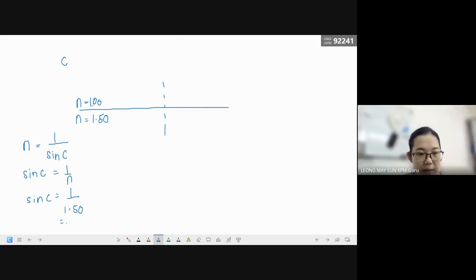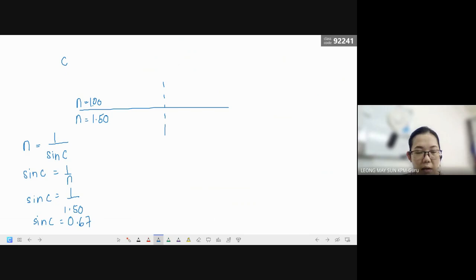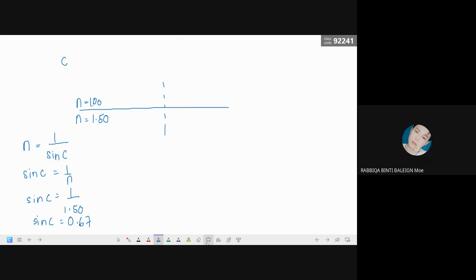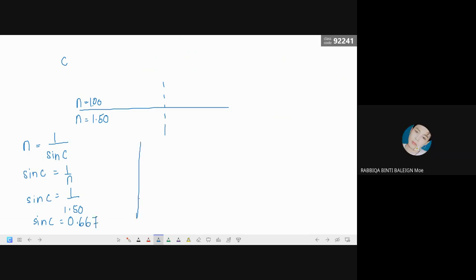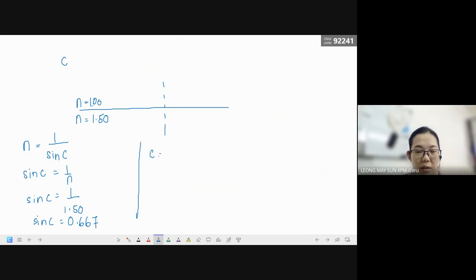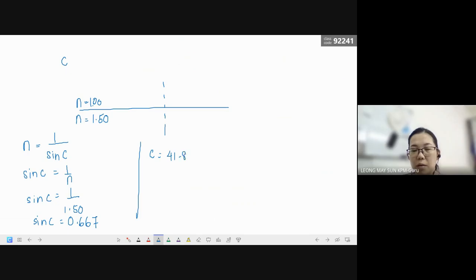1 over 1.5 is 0.67. It should be 0.667, 0.6 repeating. So try to have 3 decimal places instead of 2. Okay, 0.667. So C is actually 41.84 degrees.